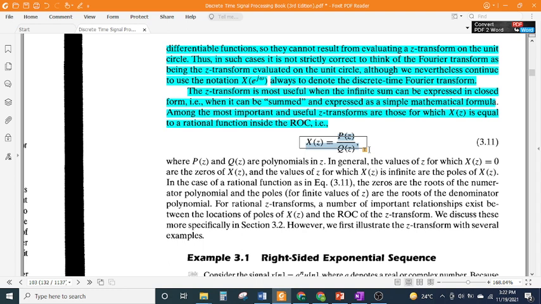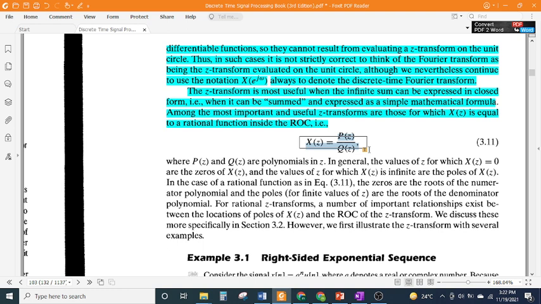Example 3.2: Left-sided exponential sequence. Now let x[n] = -a^n u[-n-1]. Since the sequence is non-zero only for n ≤ -1, this is a left-sided sequence. The Z-transform in this case is X(z) = -Σ a^n u[-n-1] z^-n, summed from n = -infinity to infinity, which equals -Σ a^n z^-n from n = -infinity to -1, which equals -Σ (a^-1 z)^n from n = 1 to infinity (Eq. 3.15). This converges if |a^-1 z| < 1 or, equivalently, |z| < |a|.